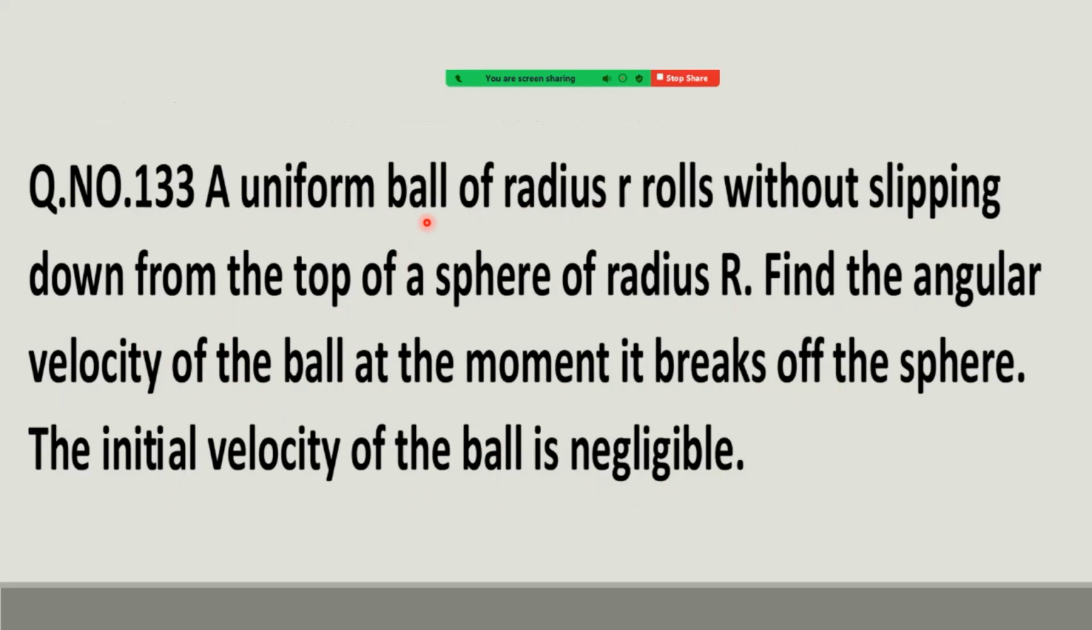Okay, given a uniform ball, right? We have to find the angular velocity of the ball at the moment it breaks off. Breaks off means losing contact. Let us see.